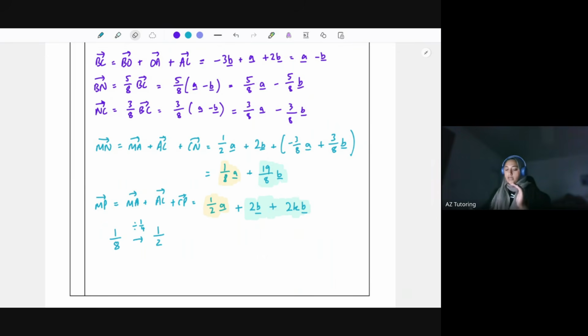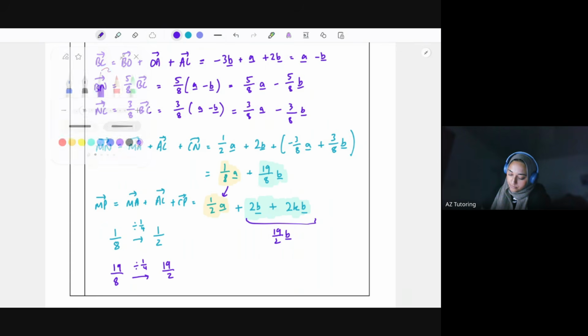Okay, so just to reiterate, to get from 1/8A to half A, you divide by a quarter. Now, if I've divided that by a quarter, I have to do 19/8 divided by a quarter to get my B value here. And 19/8 divided by a quarter gives me 19/2. So this part here, 2B plus 2KB, should be 19/2 in front of B. This should be 19/2B.